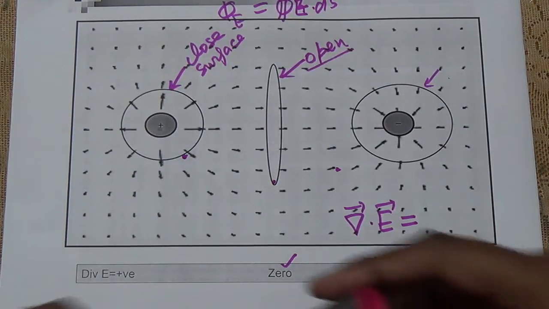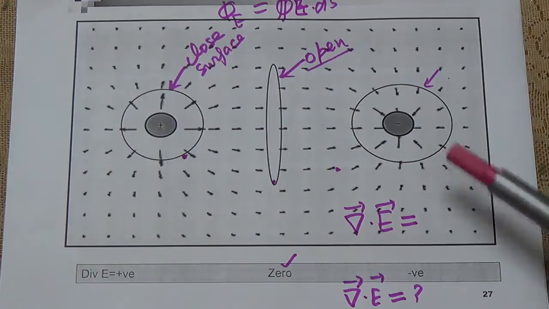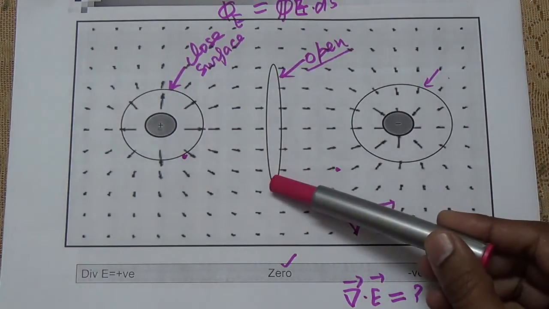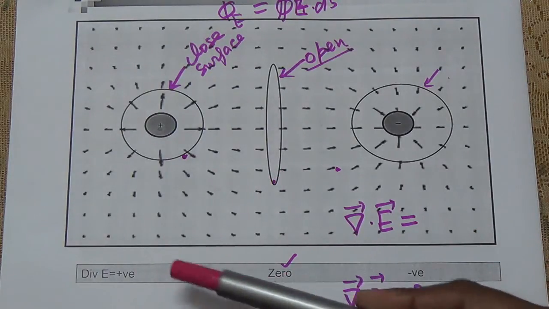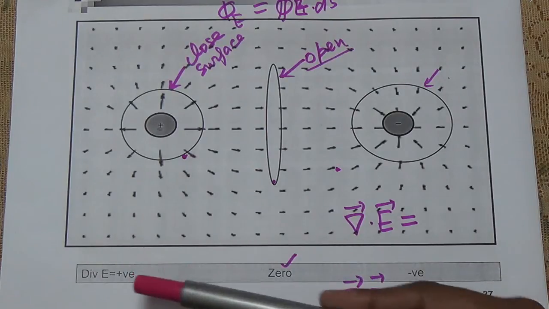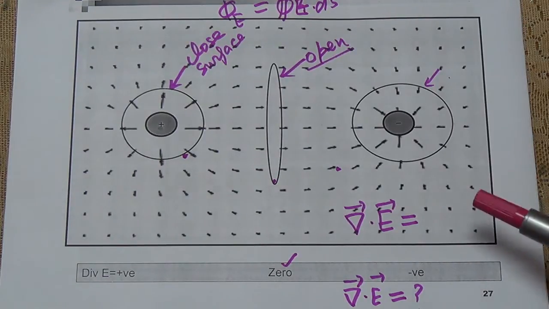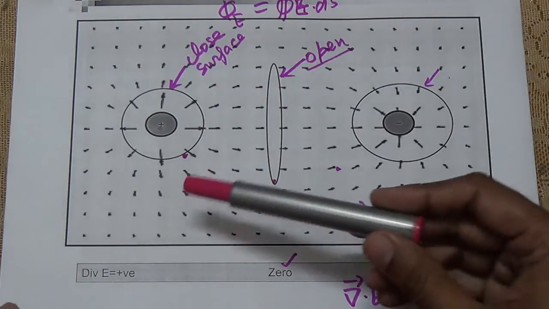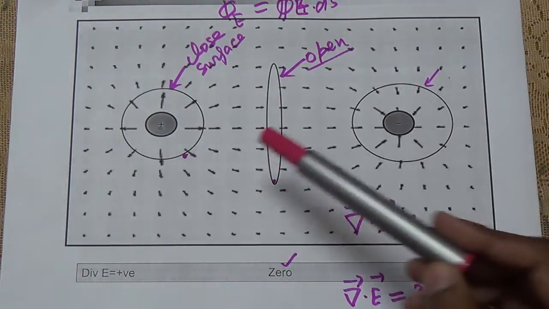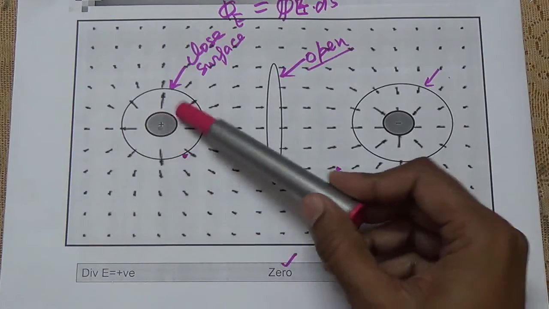In case I measure the divergence here, the result will be positive. If I take the divergence here, divergence will be negative. If I take the divergence of electric field here, divergence will be zero. So now this mathematical result is positive, zero, or negative. What can we interpret from these mathematical results? From this physical picture, the meaning is very clear: this is a positive charge. Electric field lines are emerging from this, and this behaves like a source.